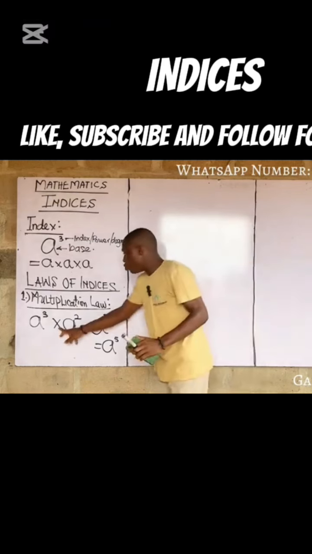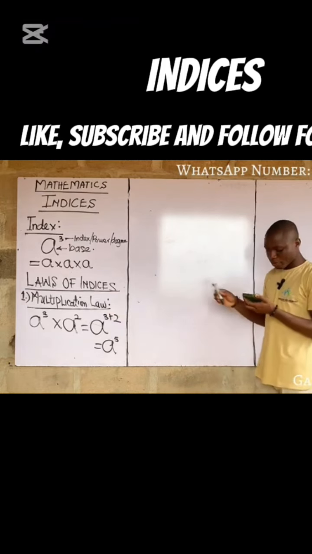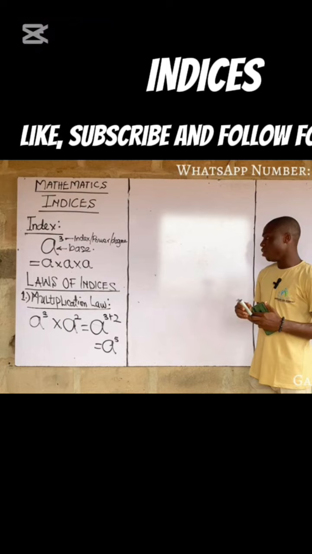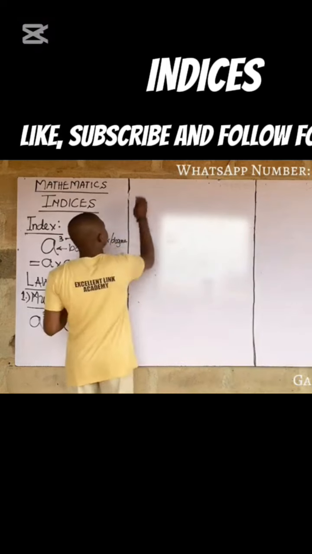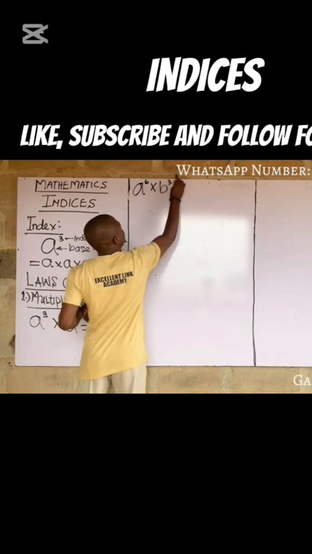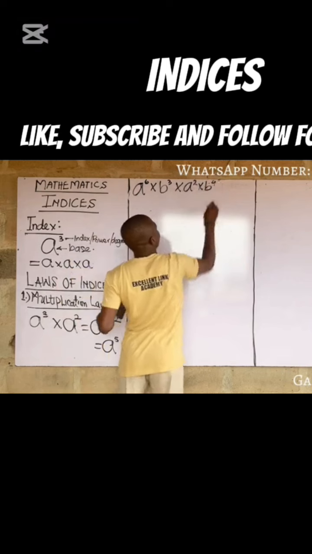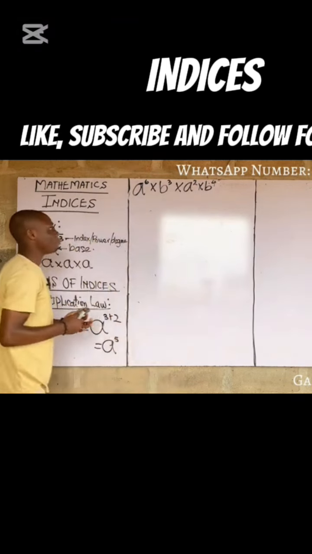When you're seeing times, you add their power. So that's like the idea behind that. Let's take another example. Let's say I have a to power 6 times b to power 3 times a to power 2 times b to power 4. Look up, please. Let's get this done, please.